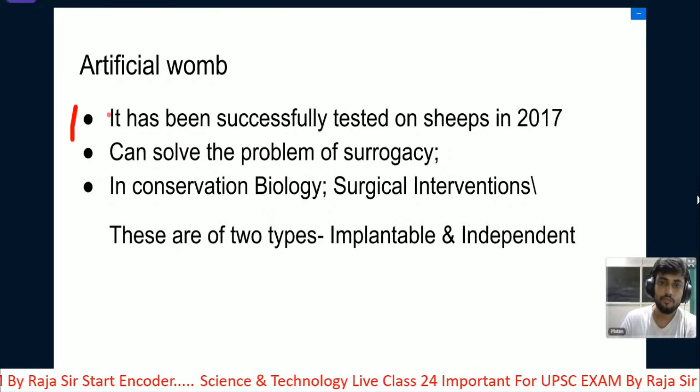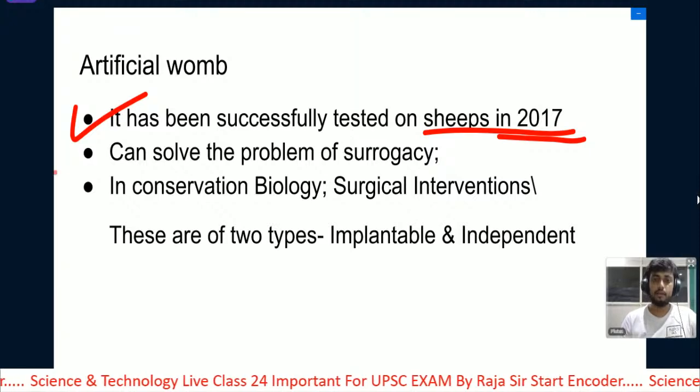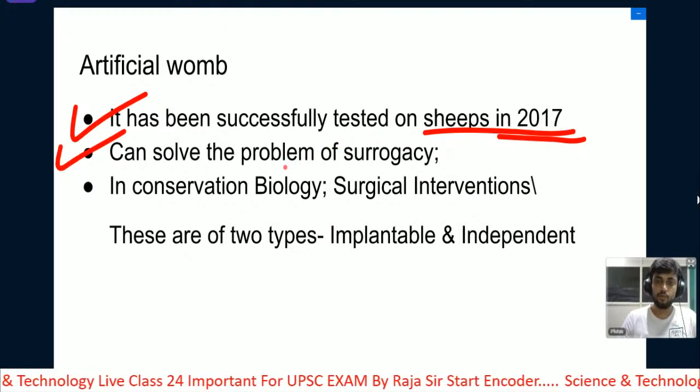So this was successfully tested on sheep in the year 2017, and this can also solve the problems relating to surrogacy.